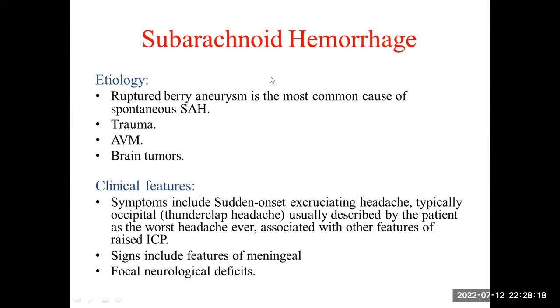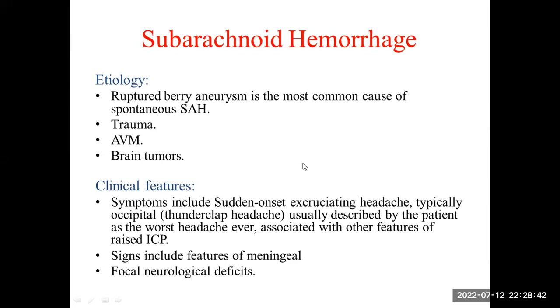So these are examples of causes of subarachnoid hemorrhage. So what will be the clinical features? The clinical features in subarachnoid hemorrhage are a little bit different than other types of strokes. As we said, strokes are usually characterized by focal neurologic deficit. But in subarachnoid hemorrhage, in a lot of cases, you might not detect any focal neurologic deficit. The features are more generalized.